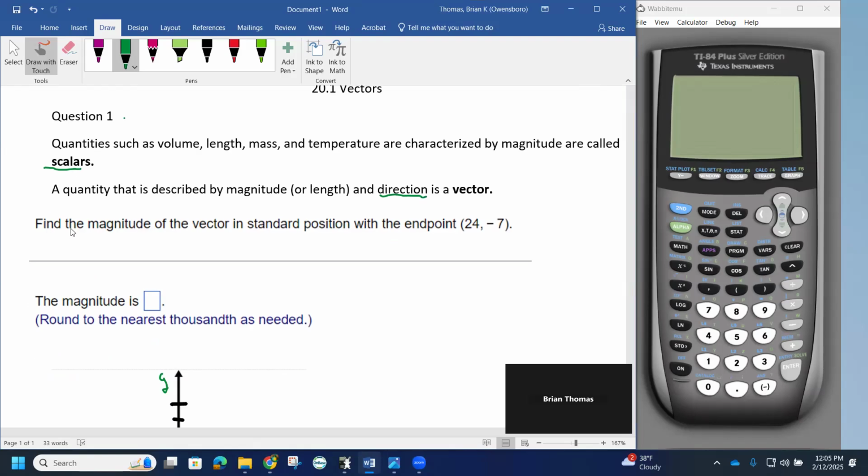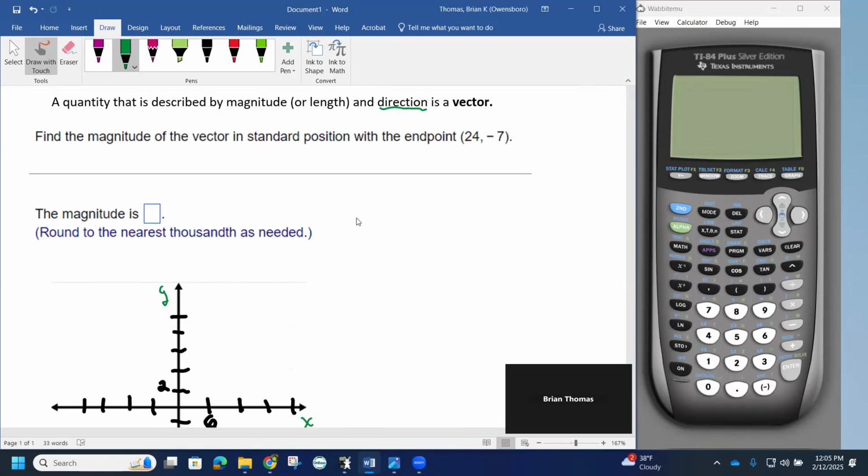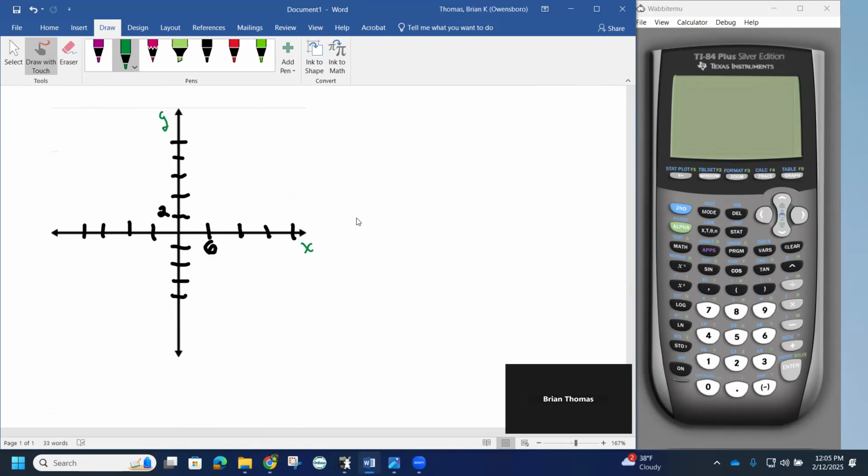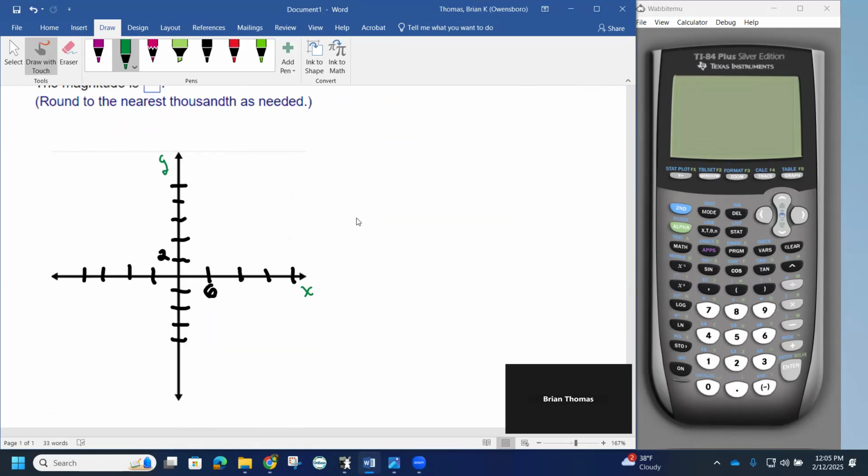Our first question says, find the magnitude of a vector in standard position with an endpoint of (24, -7). To draw a vector, we can use the x-axis and y-axis. The ordered pair was (24, -7), so we can plot this ordered pair. I'm going to make the x-axis go by sixes: 6, 12, 18, 24. And then I'm going to make the y-axis go by twos: -2, -4, -6, -7.